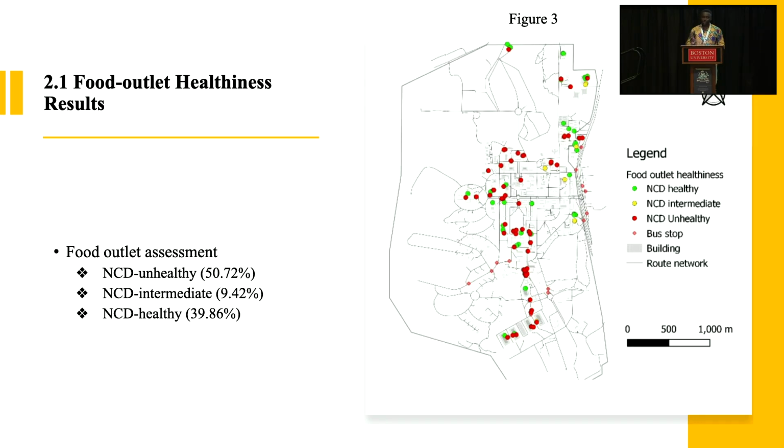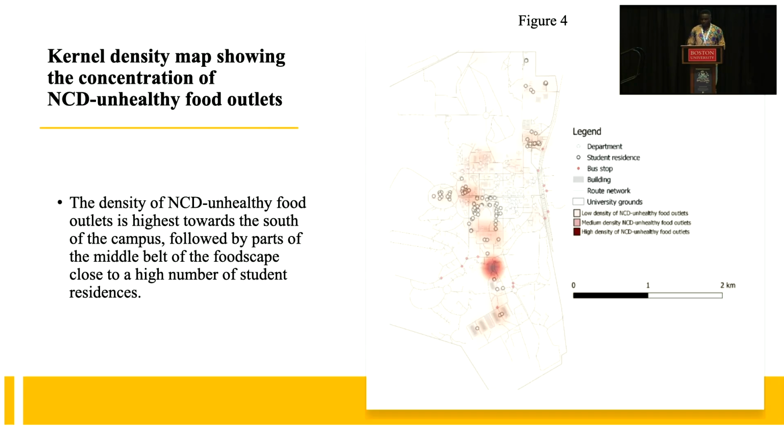Now we are going to zoom into the spatial distribution of the unhealthy food environment on campus. Figure 4 is the kernel density map showing the concentration of NCD unhealthy food environment outlets. The deep red over there shows high density of unhealthy food, the in-between is the medium, and the other one is the low density.